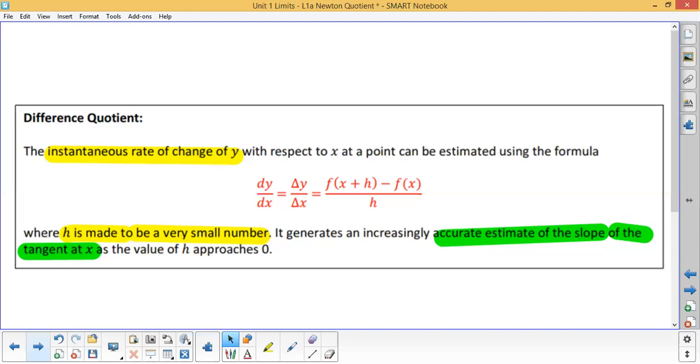We use this difference quotient to help us develop our formula, where h is made to be a very small number. We're going to try to get the interval as small as possible in order to generate an increasingly accurate estimate of the slope of the tangent at a particular point x. Now, just like the graph I showed you, we can have the slope of the tangent at different points along the graph, but you will see that in a second.